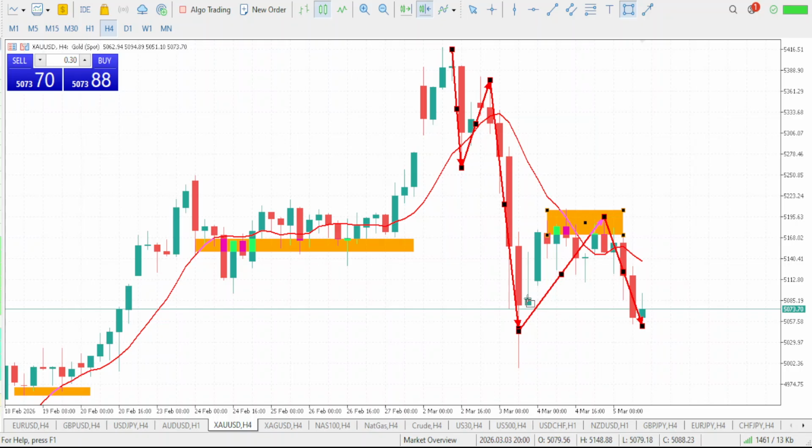So basically right here, it is just an equal low, right? So just expect a little bit of a pullback and then one more drop that should give us a new lower low. So the bearish move for the day is what we'll be expecting on gold.